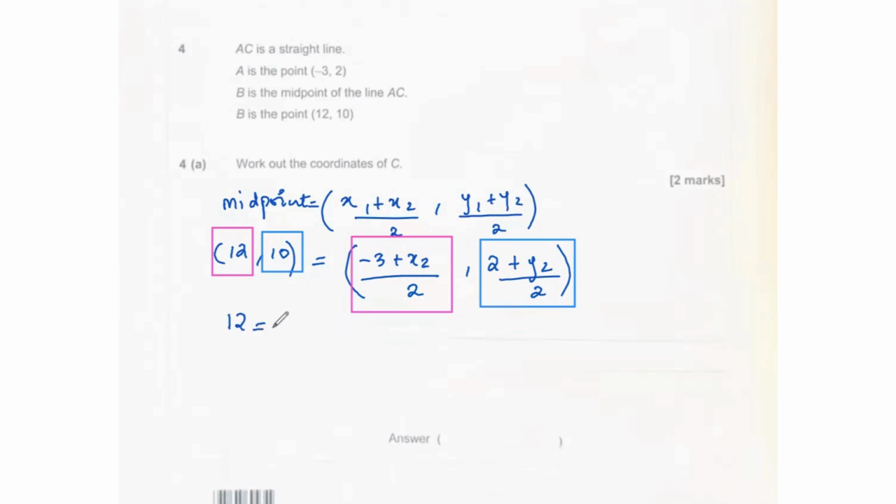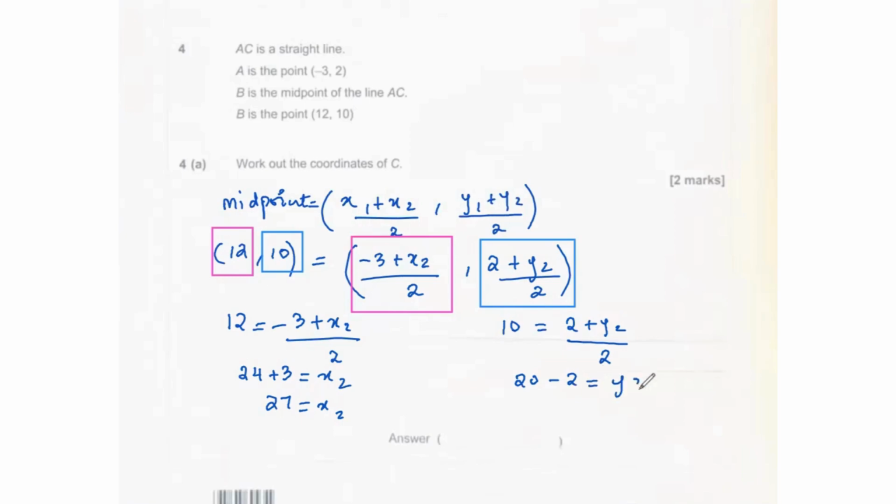So 12 equals -3 plus x2 over 2. 2 times 12 is 24. 24 plus 3 is x2, and that's 27. That's the x coordinate for C. And for the y coordinate, 10 equals 2 plus y2 over 2, 20 minus 2, and that's 18. So the x value is 27 and the y value is 18. That's your answer.